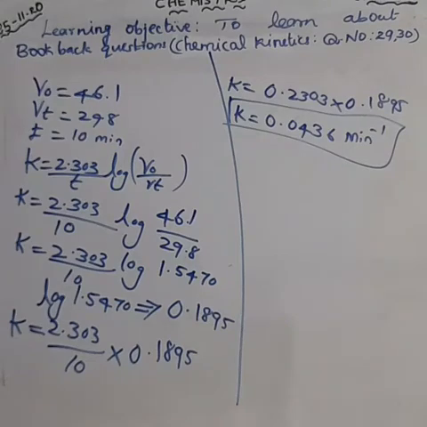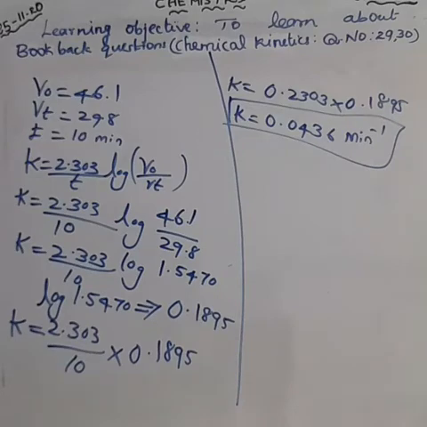the same only as per the time for 20 minutes. Now we found the time for 10 minutes. The same procedure we have to do for the time of 20 minutes. So what is the value of V naught? 46.1. What's the value of Vt? 29.8. And only a small change, a little more change, is the time.